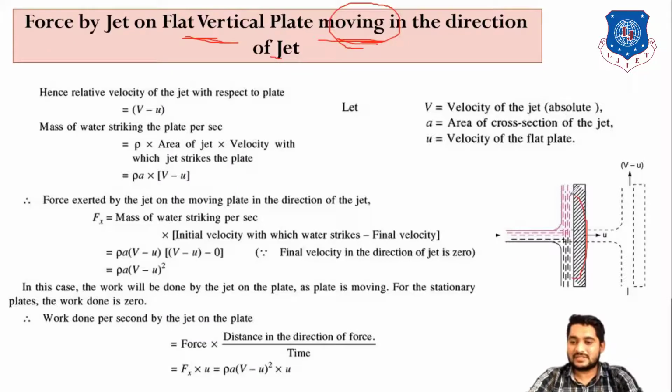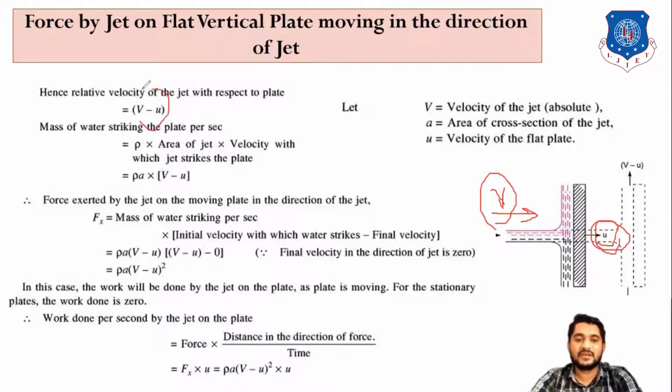So here is one example. Here the velocity of the jet will be taken as capital V and small u is the velocity of the blade. Remember this, V is equal to the velocity of the jet and small u is equal to the velocity of the blade. Here the blade is flat and vertical. So the jet is acting this way. So let us take the relative velocity of the jet. The velocity of the jet is V, but the plate is also moving with u velocity. That means the relative velocity will be V minus u.